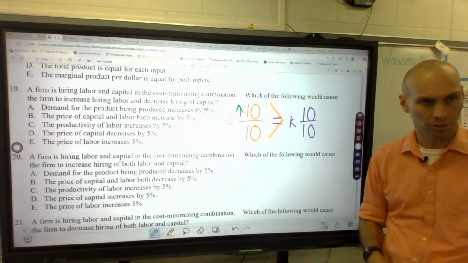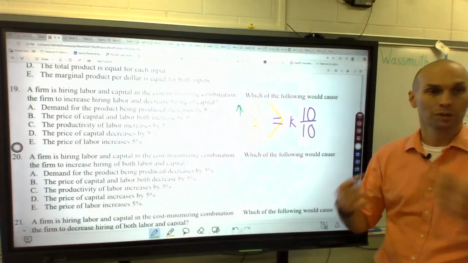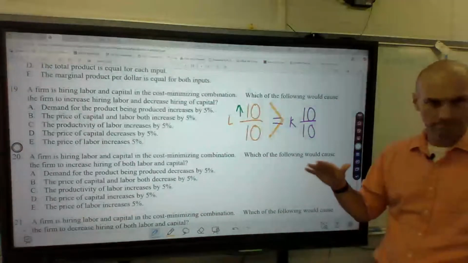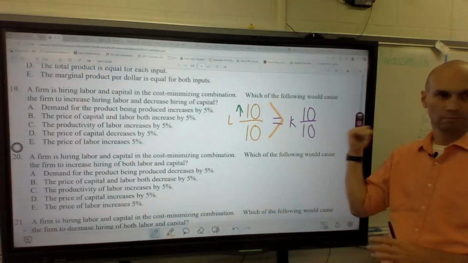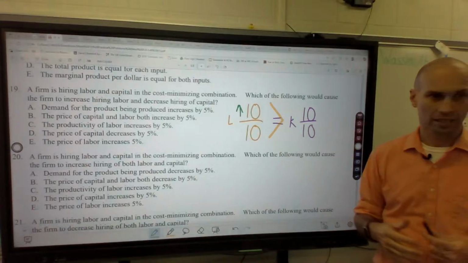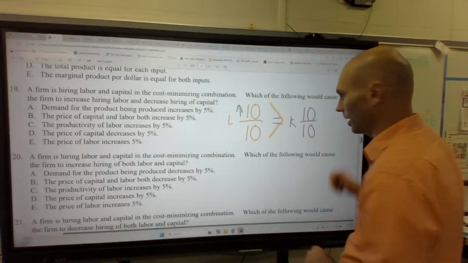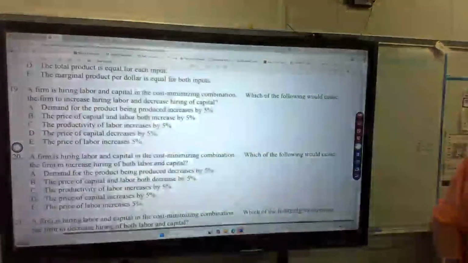And which one should you do? More output per dollar, do more of; less output per dollar, do less of. That's your rule. So it's the fact that this inequality exists, the greater than, that means less of the other. You guys got it? That's your rule. All right, let's see what we got next.